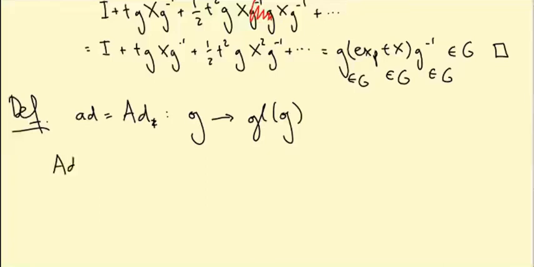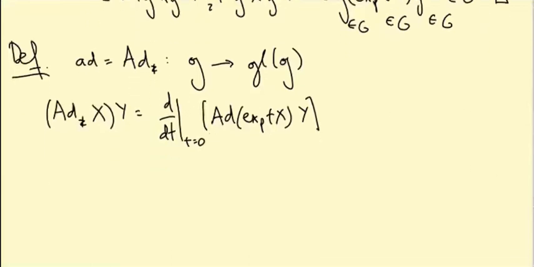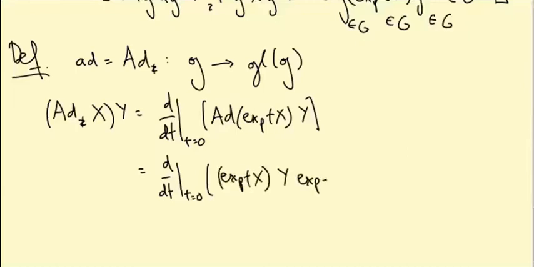So how do I calculate Ad star of something, let's say x, in the Lie algebra? And let's also apply it to some y in the Lie algebra to see what we get. Well, by definition, this is d by dt at t equals 0 of Ad exp tx applied to y. That's how I define Ad star. Or it's how I calculate Ad star anyway. So what does that mean? It's d by dt at t equals 0 of exp tx times y times exp of minus tx.